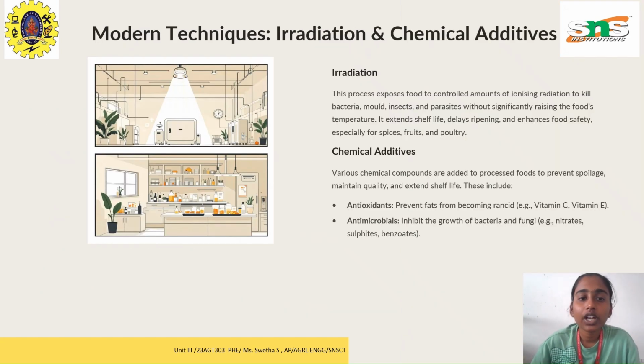Other modern and currently used technologies for food preservation are irradiation and chemical additives. In irradiation, the food is exposed to a controlled amount of ionizing radiation, which kills microbes, insects and molds, increases the shelf life of the foods, and also delays the ripening stage. In chemical additives, we can use various additives like antioxidants and antimicrobials to inhibit the growth of bacteria and fungi in our foods.